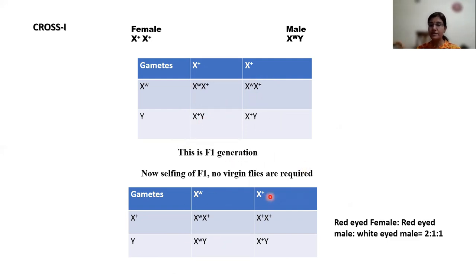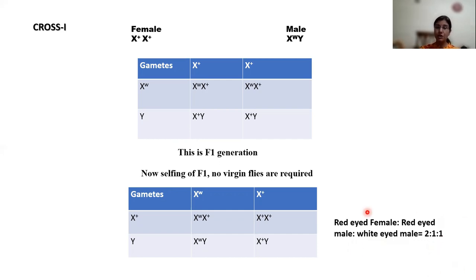So when we do the F1 selfing, we observe that we are getting a red eye female in the 50% ratio, and we are getting one red eye male and one white eyed male. So the phenotypic ratio would be, among the four progeny, the red eye female would be 2, red eye male would be 1, and white eye male would be 1.